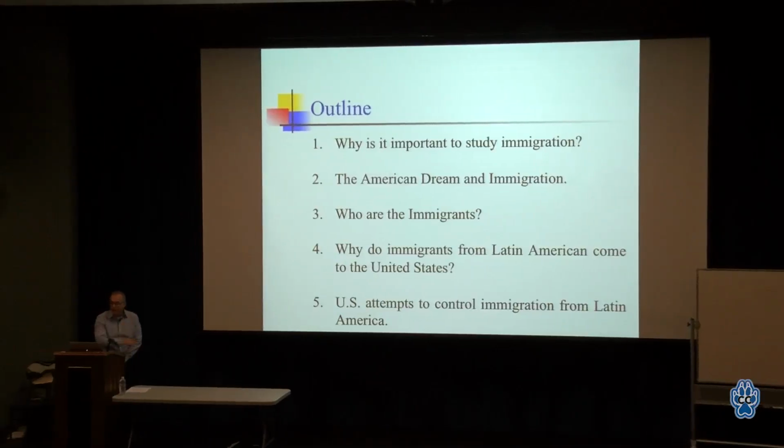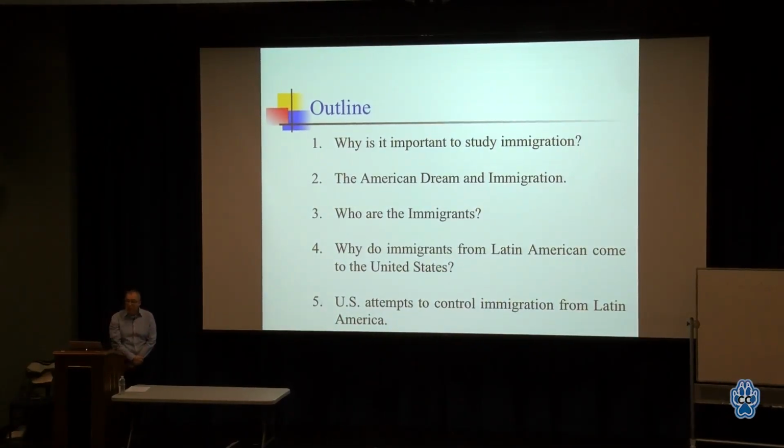All right, so these are some of the things that I want to cover today. I want to talk a little bit about why it's important to study immigration. I want to talk a little bit about the American dream and immigration. I really want to hone in on this issue of who are the immigrants. I want to make the point today that contemporary immigrants coming to the United States are extremely, extremely diverse. And then my points 4 and 5 have to do with why Latin American migrants come to the United States, and lastly, how the United States attempts to control immigration from Latin America. So that's more or less at the core of what I actually want to deliver to all of you.